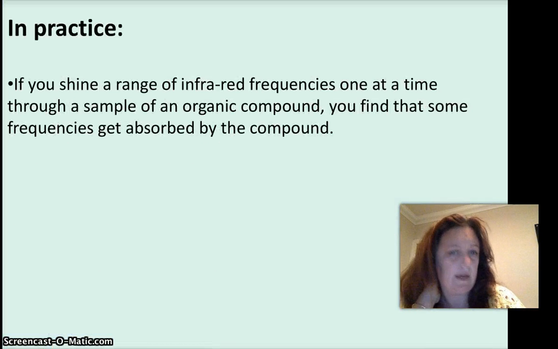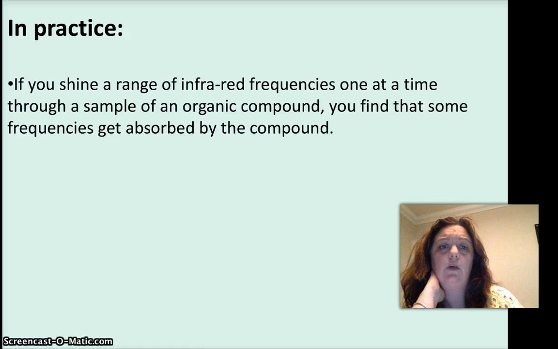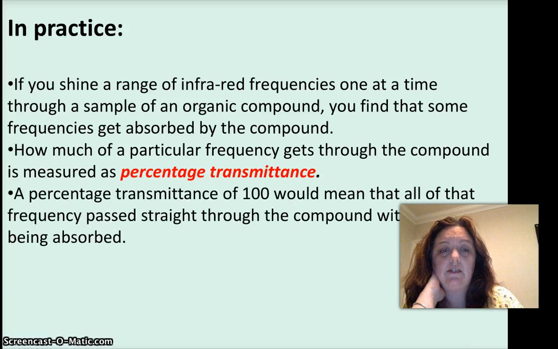So how does that work in practice? You'll have a range of infrared frequencies and you'll shine those through your sample one at a time, and you will find out which frequencies have been absorbed by your particular compound. How much of that infrared radiation is getting through can be measured by something called transmittance, how much of the infrared has been transmitted through the sample. That is called the percentage transmittance.